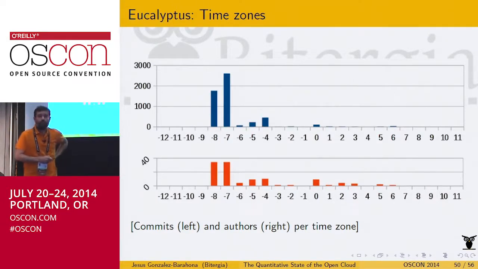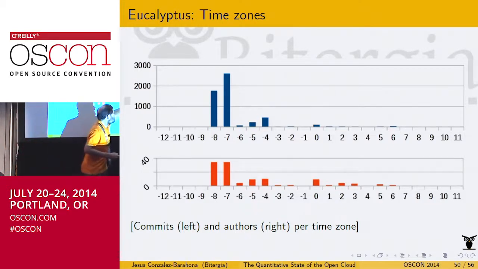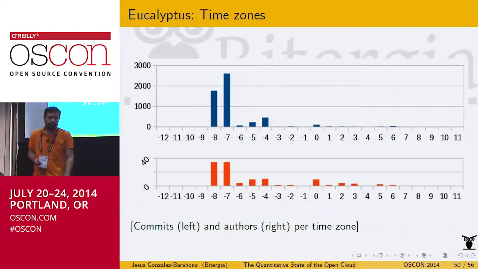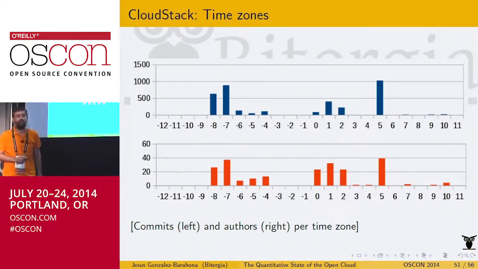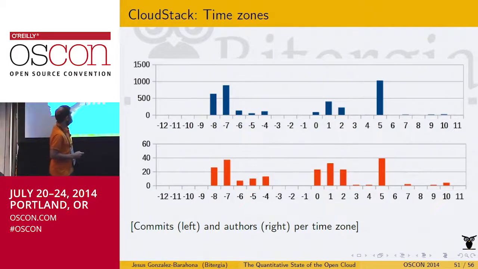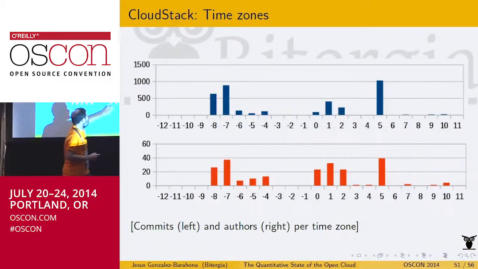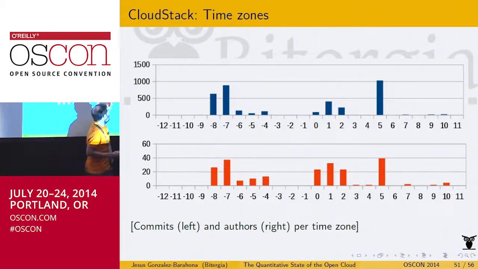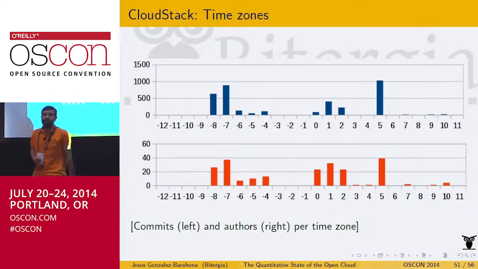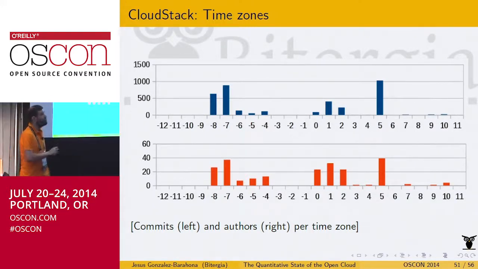This is Eucalyptus. And this is -8, -7. That's West Coast, right? If you have the summer time into account, that's basically West Coast. You have some others in the East Coast, some in Europe. This is CloudStack. West Coast, East Coast, Europe, and India, because they seem to have a huge developer base in India.